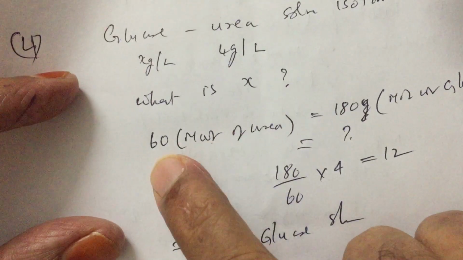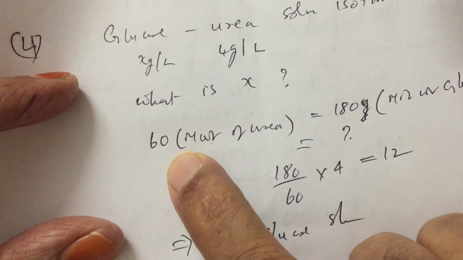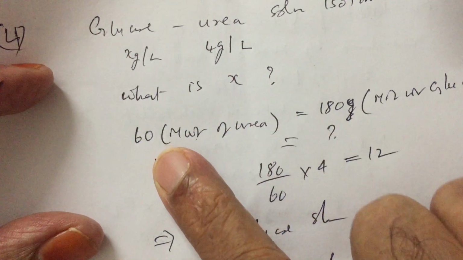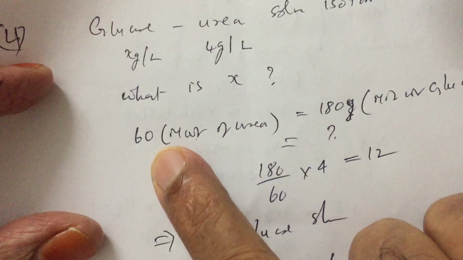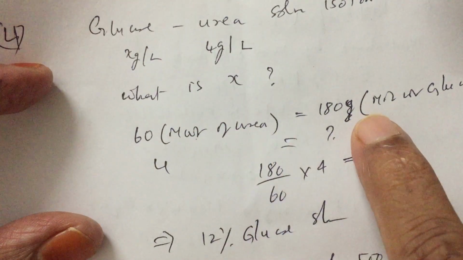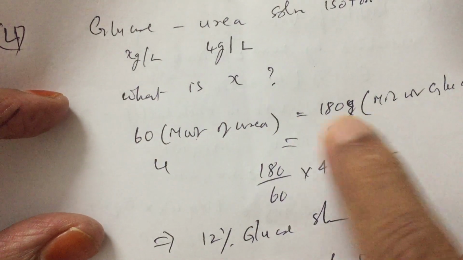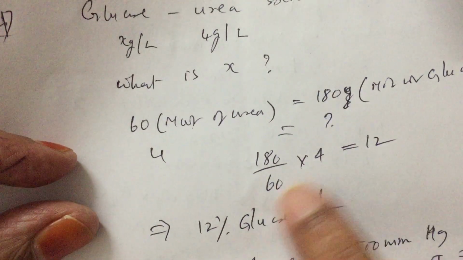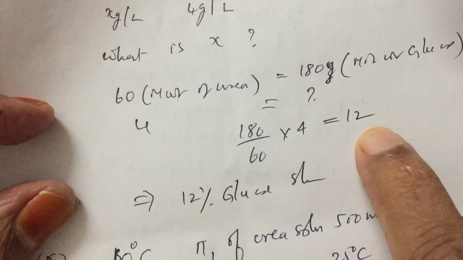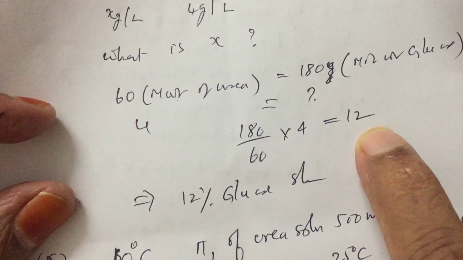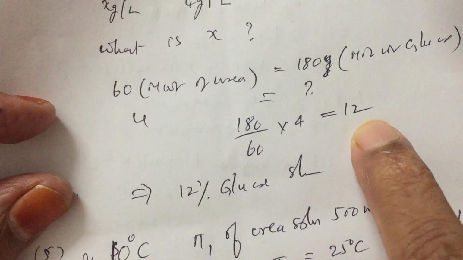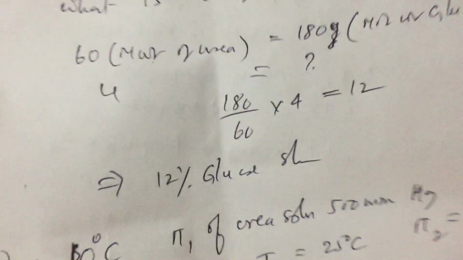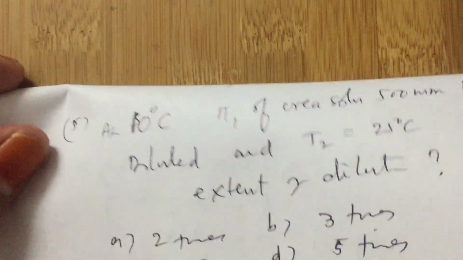You know that the molecular weight of urea, NH2CONH2, is 60, and the molecular weight of glucose is 180. So, the number of moles is always the same, meaning you should equate 60 grams of urea to 180 grams of glucose. Then 4 grams of urea is equal to how many grams of glucose? You can conclude 12 grams. Therefore, a 4% solution of urea exerts the same osmotic pressure as a 12% solution of glucose. Let us look at the next problem.